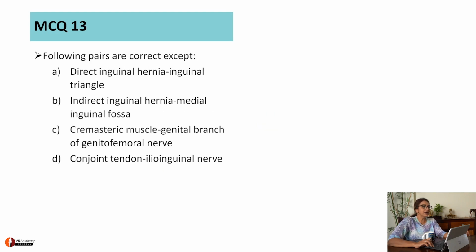MCQ 13. Following pairs are correct except. Okay. So direct inguinal hernia, inguinal triangle. Start to imagine now. Direct inguinal hernia can be found in the inguinal triangle? Yes. Indirect inguinal hernia, medial inguinal fossa. I am not sure about this. Okay. Cremasteric muscle, genital branch of genitofemoral nerve, correct. Conjoint tendon, ilioinguinal nerve, correct. So, indirect inguinal hernia should have been lateral inguinal fossa. Indirect inguinal hernia is not formed through medial inguinal fossa. So, B is an incorrect option. Therefore, B has to be the answer.